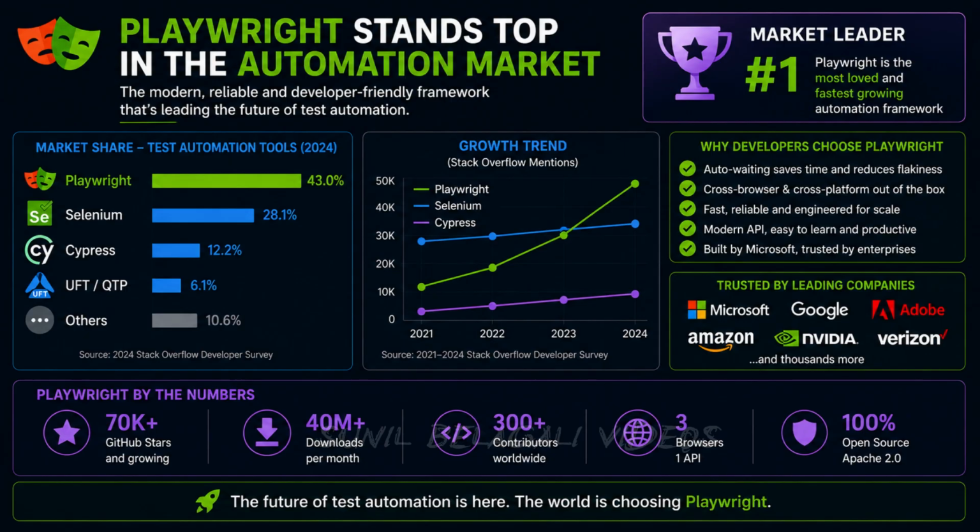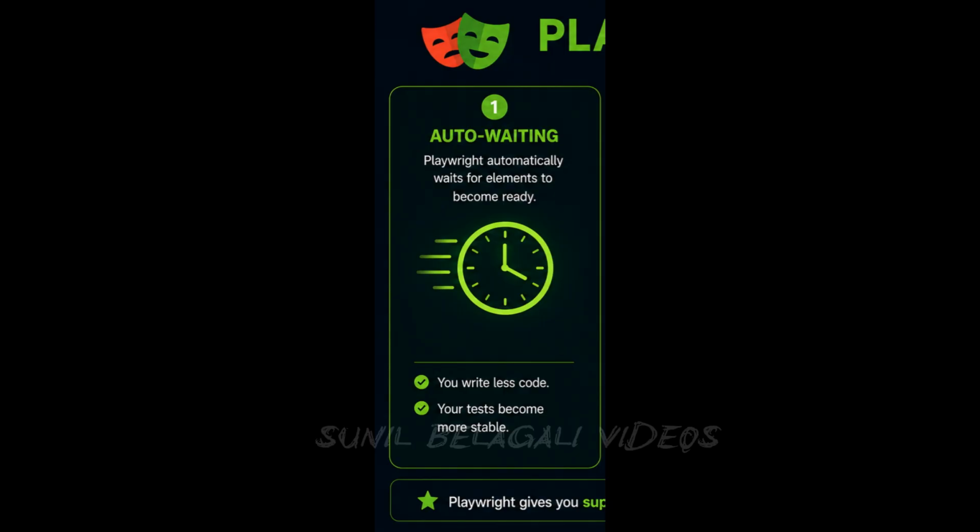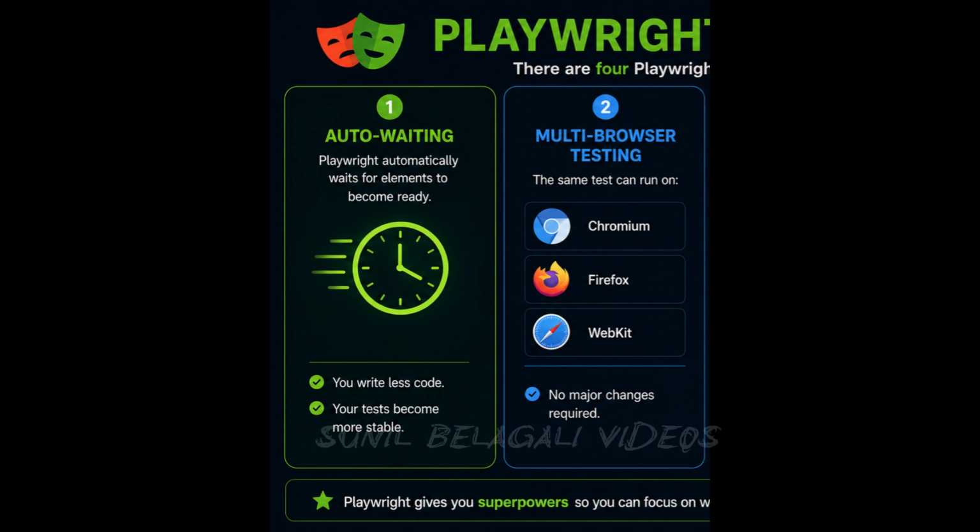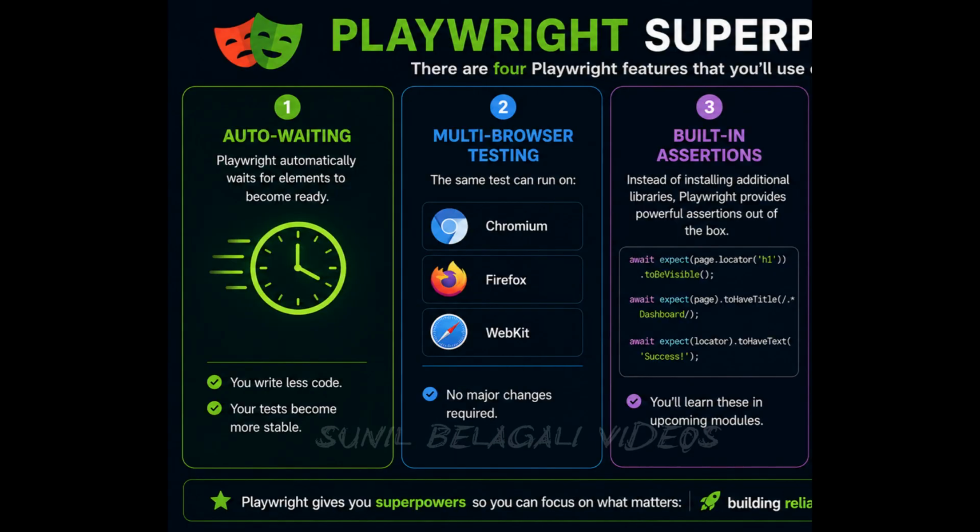Let us look at the superpowers that Playwright has. There are 4 Playwright features that you will use constantly. Number 1, auto waiting. Playwright automatically waits for elements to become ready. Number 2, multi-browser testing. The same test can run in multiple browsers. Number 3, built-in assertions. Instead of installing additional libraries, Playwright provides powerful assertions out of the box. We will learn this in upcoming modules.